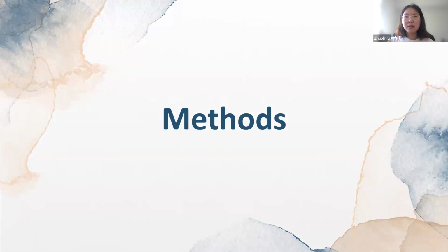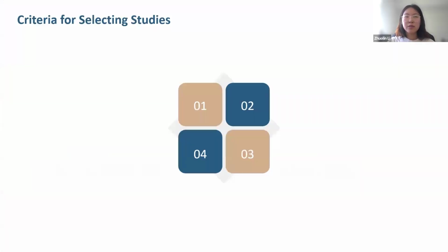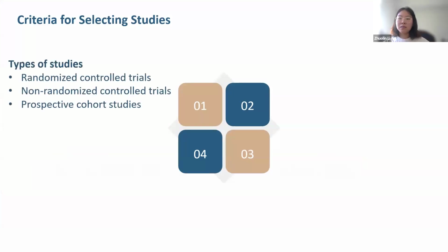Okay, let's move on to methods. Here are the criteria for selecting studies. Our study types include randomized control trials, non-randomized control trials, and prospective cohort studies. There's no participant size limitation for randomized control trials, but we do need more than 30 participants for each group in non-randomized control trials as well as prospective cohort studies.